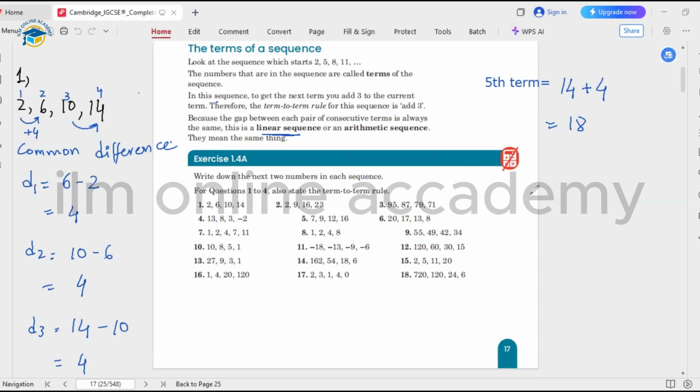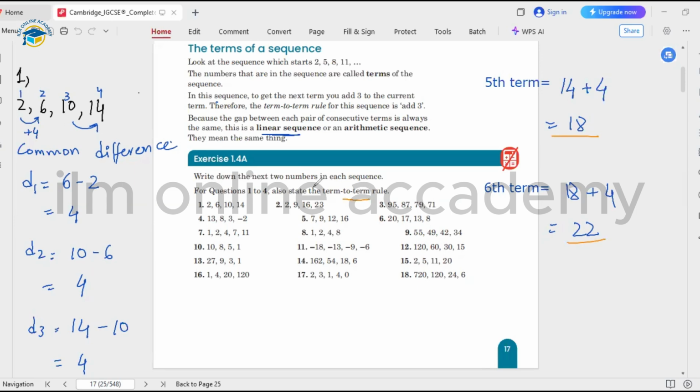Okay. Next we need to get the sixth term of the sequence, as they are asking for two terms. For that, you take your fifth term and again add the common difference, that is 4. So 18 plus 4 will be 22. So the next two terms of the sequence are 18 and 22, and your common difference is 4.